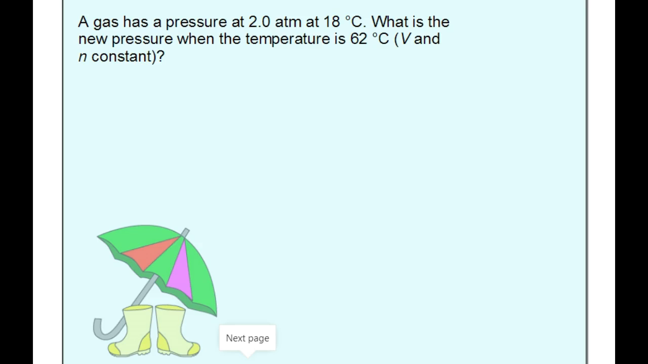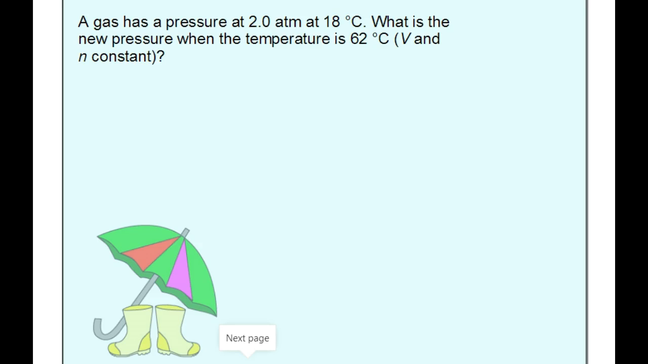A gas has a pressure of 2.0 atmospheres at 18 degrees Celsius. What is the new pressure when the temperature is 62 degrees Celsius? Keeping in mind that the volume and the amount of gas are going to be constant.